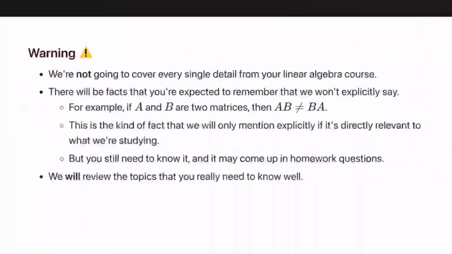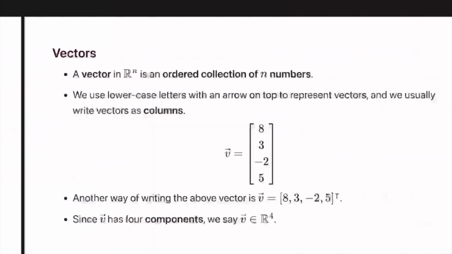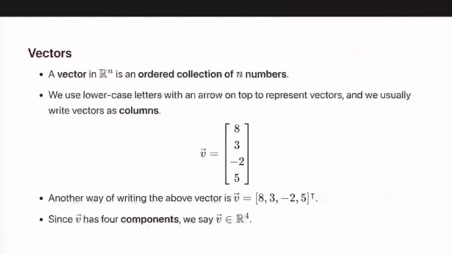Okay, let's go ahead and we'll start by looking at vectors. So we start our discussion in linear algebra with vectors. Of course, you remember a vector in R^n, R being the real numbers and n being the number of real numbers in our vector, and it's just an ordered collection of n numbers. So let's make this explicit. R is the real numbers, and n in this case is the number of real numbers.